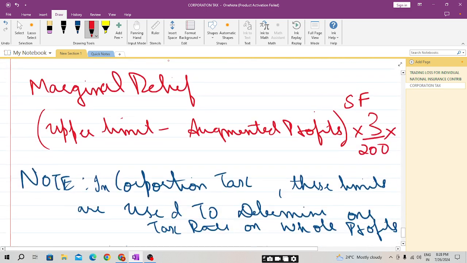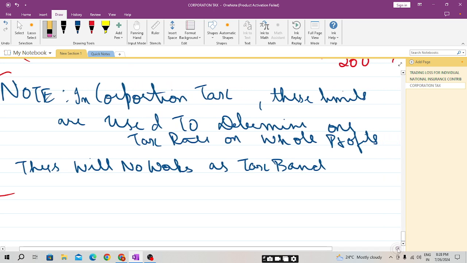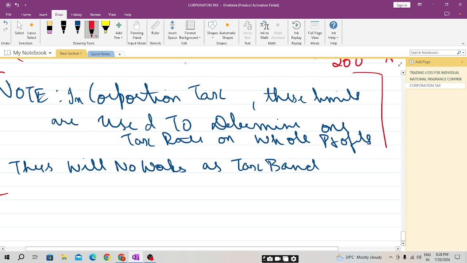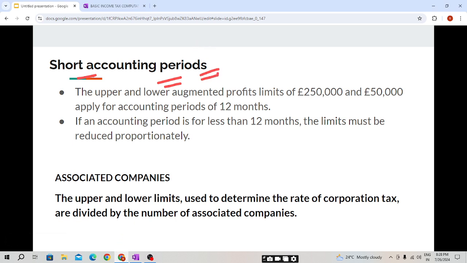I mentioned this note also, it will be very helpful. This is very important, students. This is an important point to note. Now students, coming to short accounting periods.